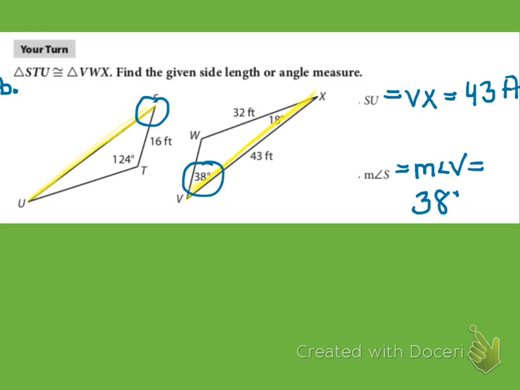Okay, let's see how you did. SU is the same as VX, which was labeled on the other triangle as being 43 feet, and angle S would have to have the same measure as angle V, which was labeled as 38 degrees. So the measure of angle S must equal 38 degrees.